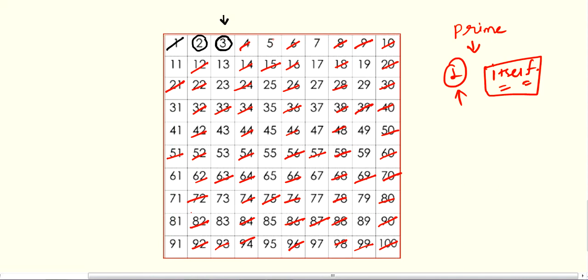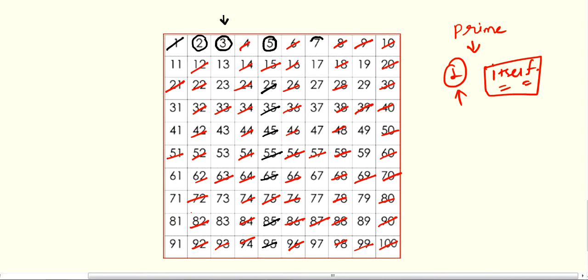Next one is 5. 5 is a prime number. Now multiples of 5. 10 cancelled, 15 cancelled here, 20 is striked out, 25 cancel, then 35 cancel, then 45 cancel, then 55 cancel, 65 cancel, then 85 cancel, 95 cancel. Next is 6, which is already striked out, an even number.